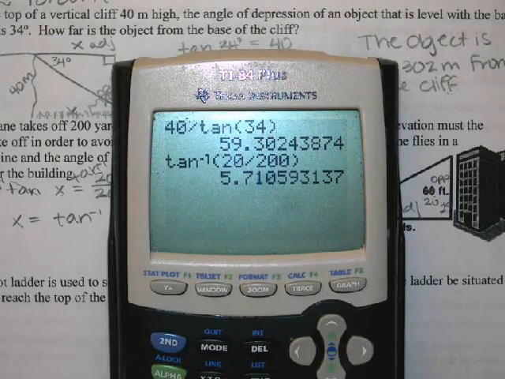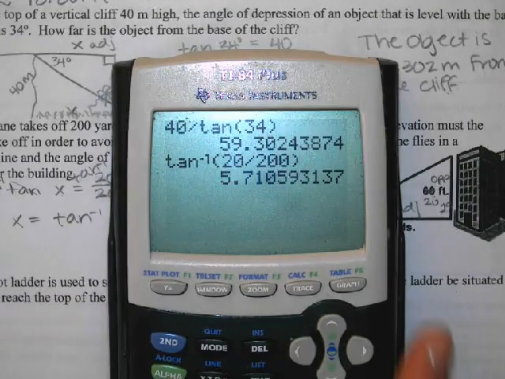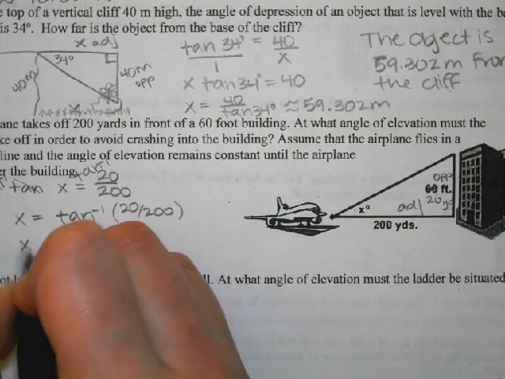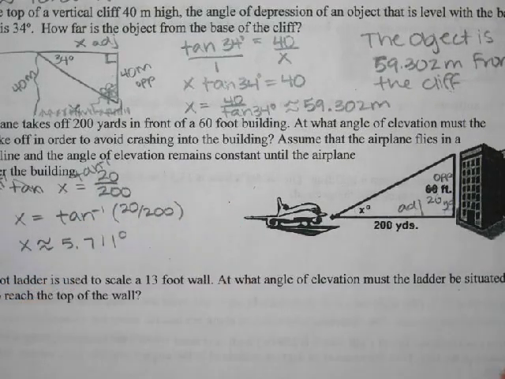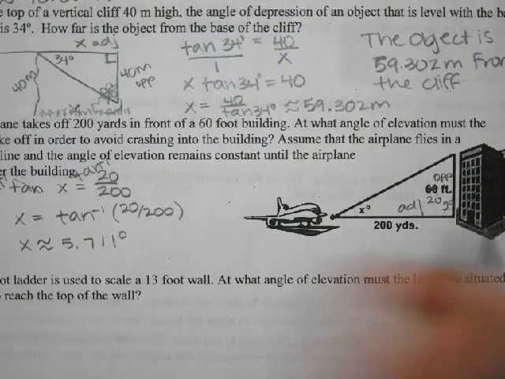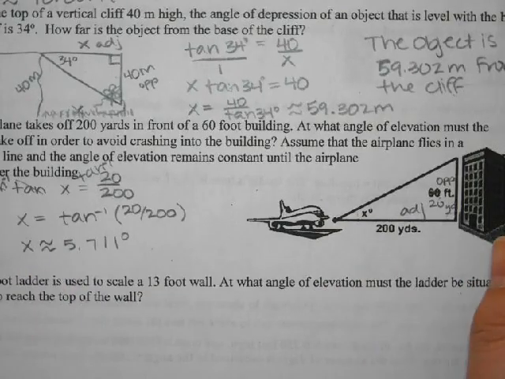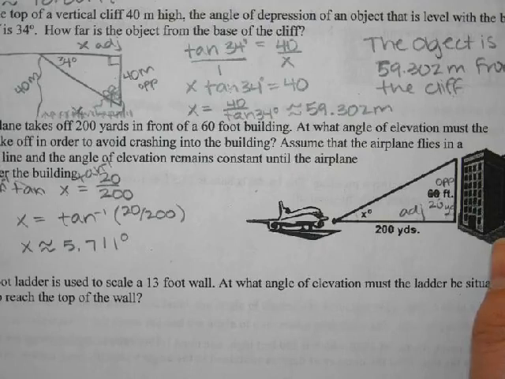My whole world just came crashing down because I didn't convert the units on that problem. I'm so glad you were here to tell me that. All right, x is approximately 5.711 degrees. But goodness gracious, they better fly at like 30 degrees or something, not 5. Come on, let's be real.